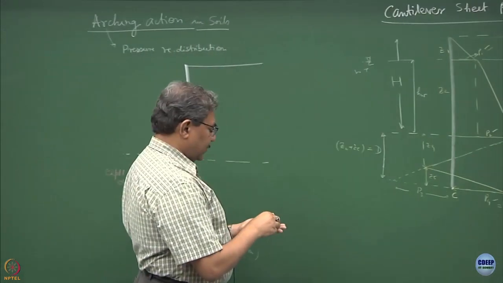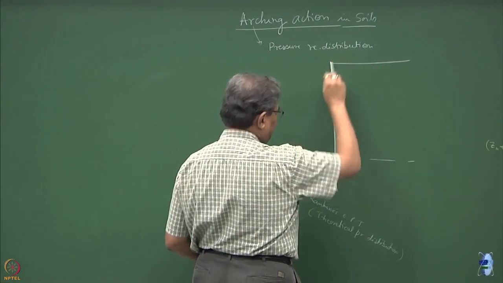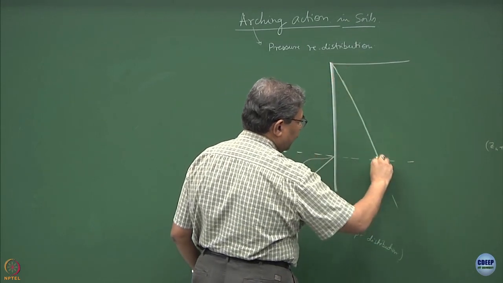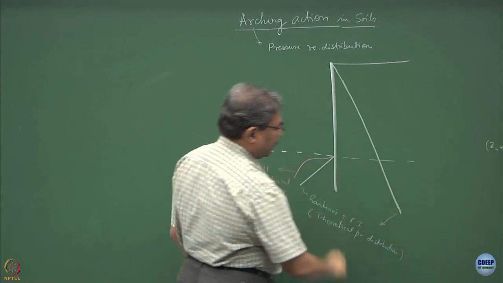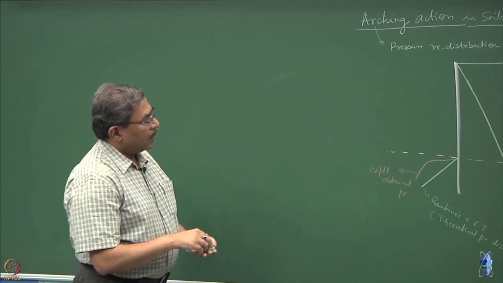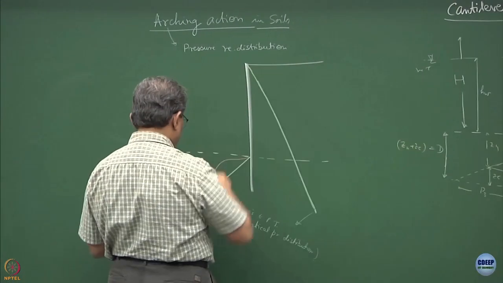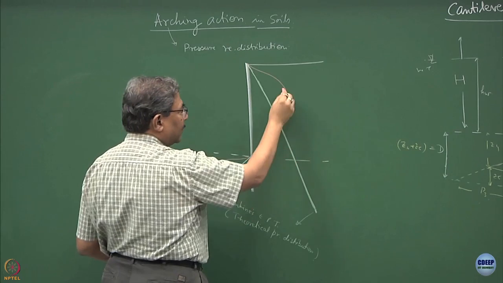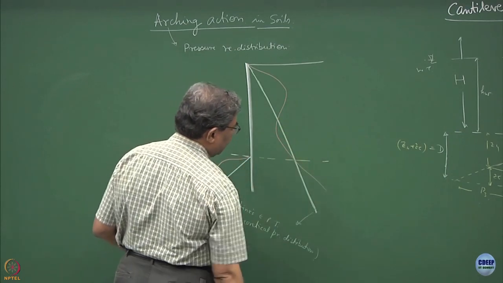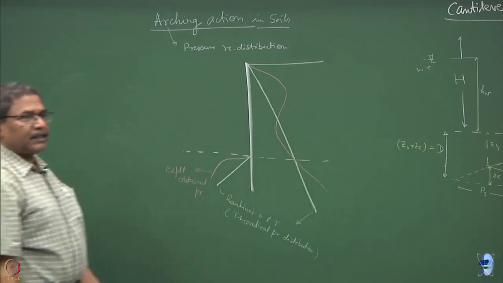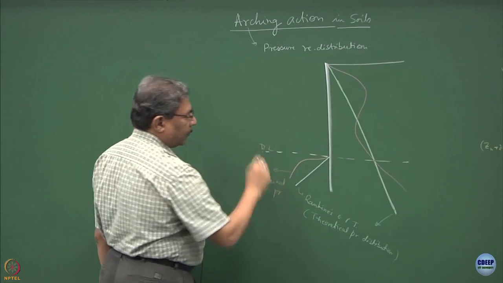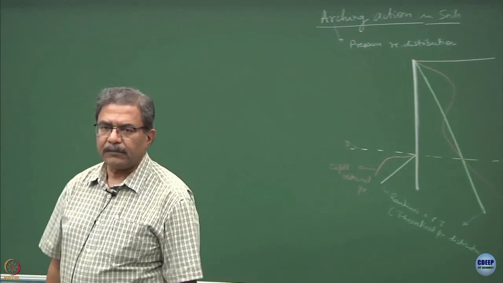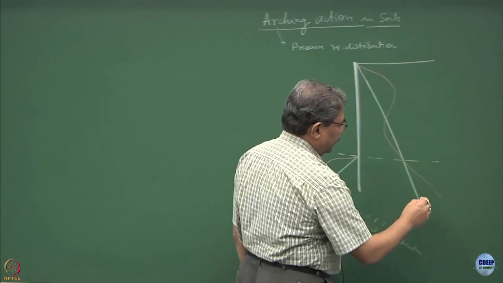Now, similarly on the active side, what is going to happen is if you plot the theoretical distribution of the pressure, this is how the Rankine earth pressure would be. All right, there is a deviation, and what has been observed is the maximum pressure gets mobilized somewhere in the top surface, it reduces, becomes 0 at the dredge level, and then again it increases in this fashion. So, this is the experimentally obtained pressure distribution.